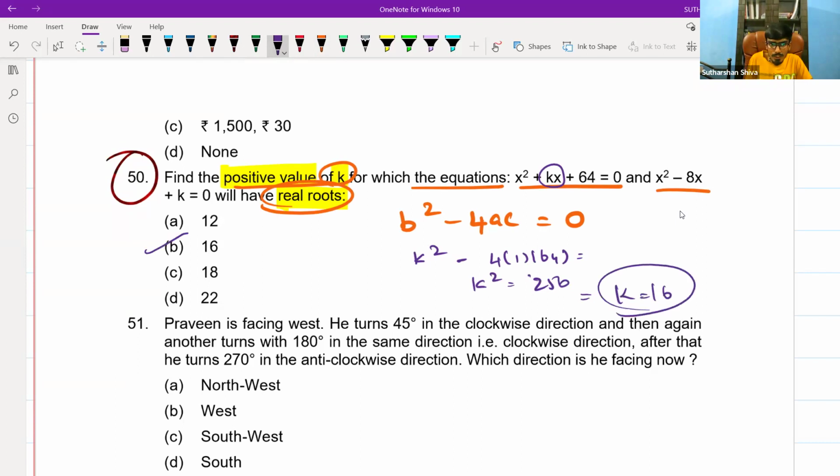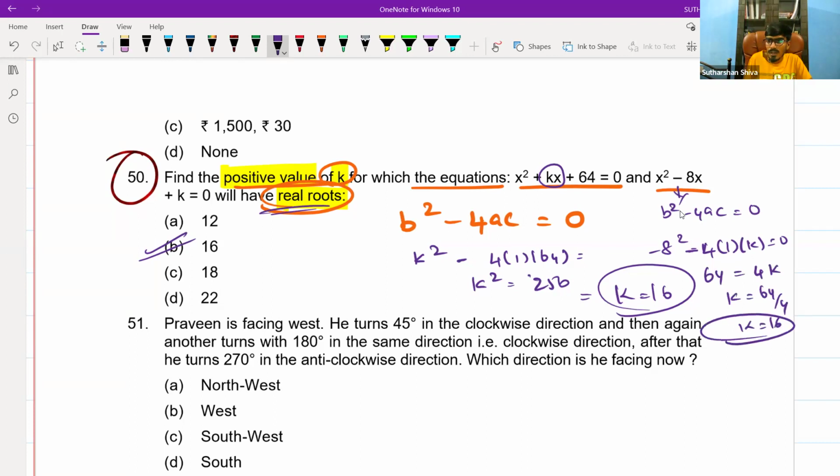From that I can directly choose, but both equations must be satisfied, so I will check the second equation. b square minus 4ac equal to 0. b square value is 8 square, minus 4 into 1 into k equal to 0. 8 square is 64, so 64 equals 4k, so k is 64 by 4, k is 16. In this way also you can find it out. My answer is option B.